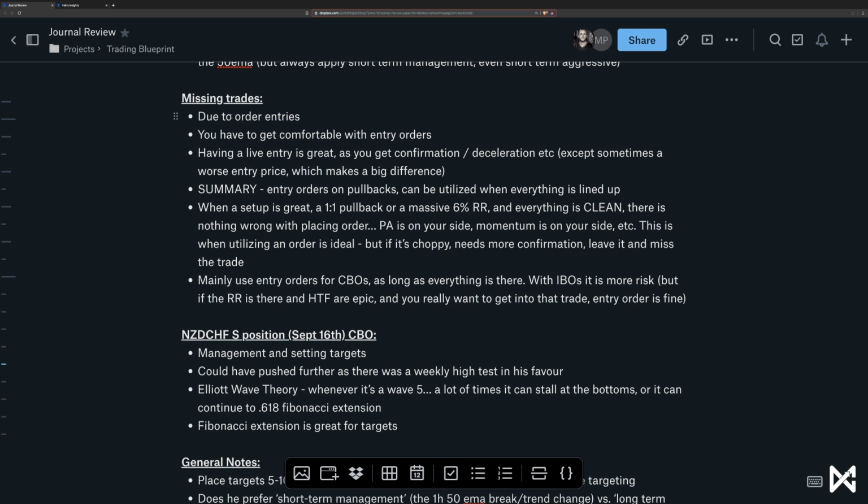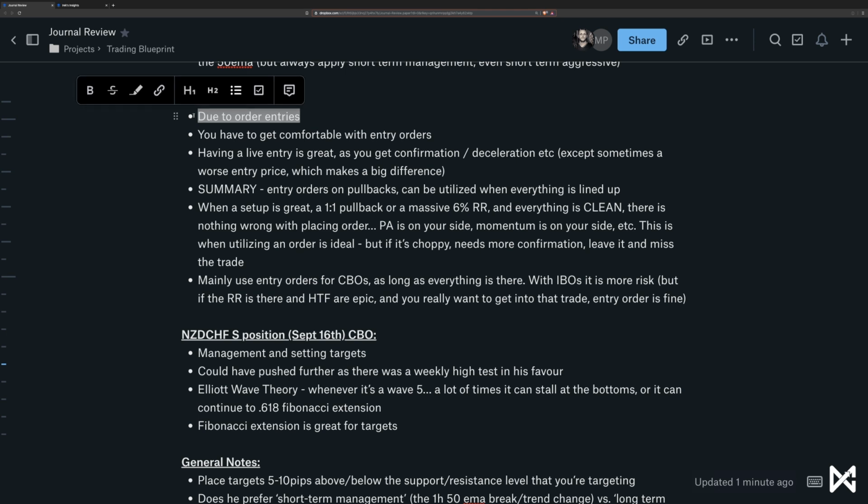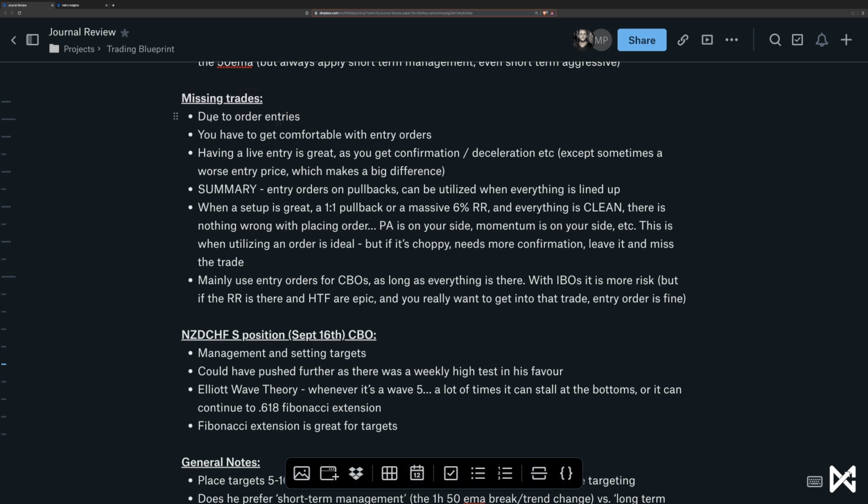So he missed trades due to order entries, right? He doesn't like to take order entries, so he says he missed a lot of positions because he didn't utilize order entries. He will be taking them live instead of placing order entries. Placing an order is a limit order, right? Is sometimes good, right? I use limit orders a lot rather than always waiting for live entries. And that's how you miss a lot of CBOs.